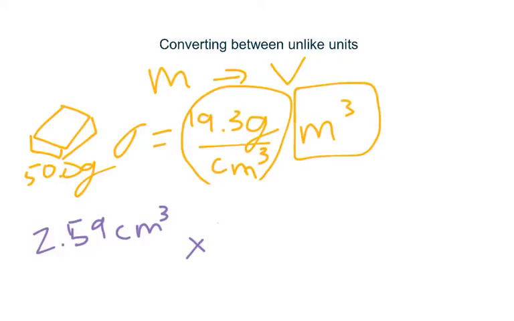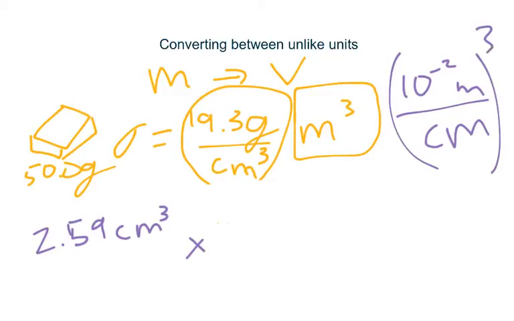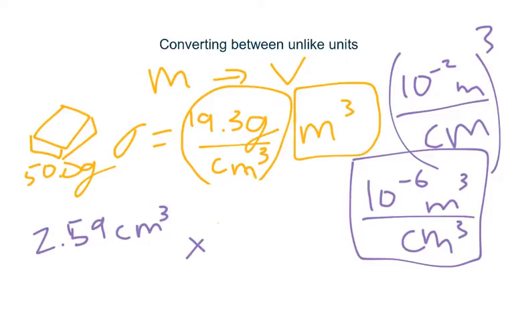So, if we have 10 to the negative 2 meters per centimeter, if we just cube all this, the cube will distribute to all the units. So we will abuse this trait in order to determine our conversion factor. Then our conversion factor will be 10 to the negative 6 cubic meters per cubic centimeter. So we got ourselves a very nice conversion factor right there.